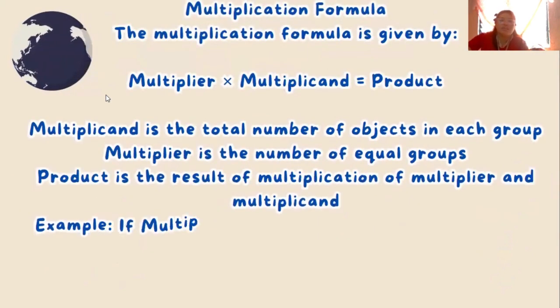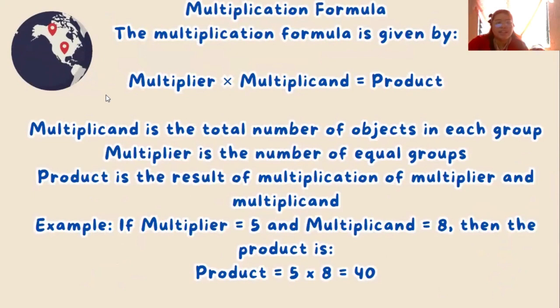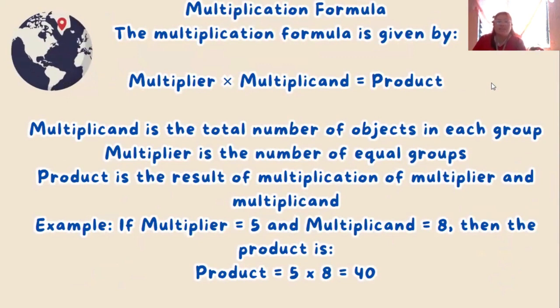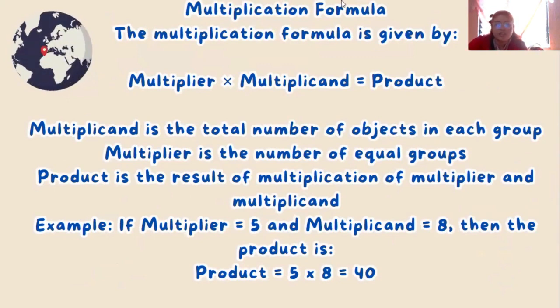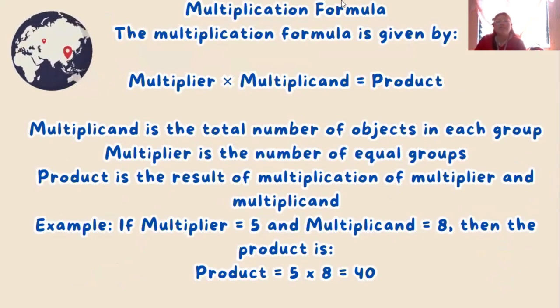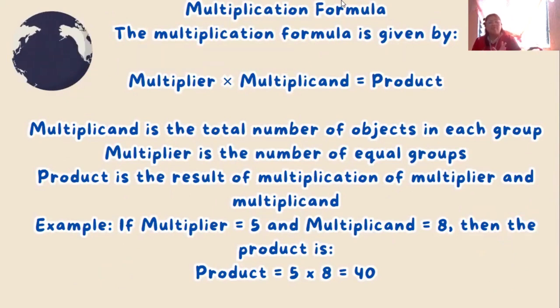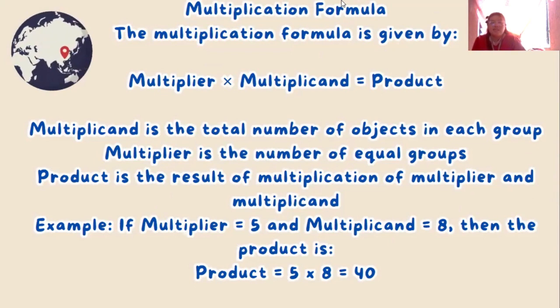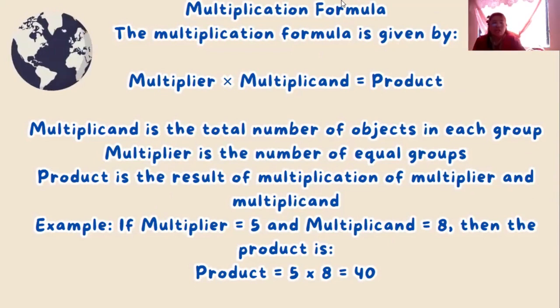Multiplication formula. The multiplication formula is given by multiplier, multiplicand, plus the product. And then multiplicand is the total number of objects in each group. Multiplier is the number of equal groups. Product is the result of multiplication of multiplier and multiplicand. If the multiplier is 5 and multiplicand is 8, so therefore the product is 40. So 5 times 8 is 40.